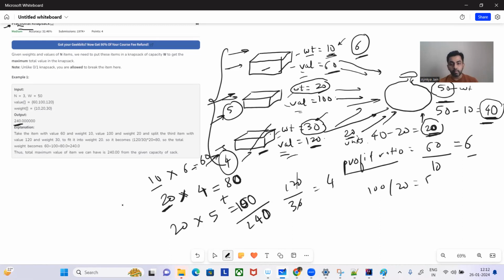So we are going to sort the items according to the maximum profit ratio, and then we'll keep on adding into the knapsack. If the full weight we can add, then we're going to add the complete item. Else we'll break the item with whatever is the remaining capacity. Okay, so let's dive into the code.